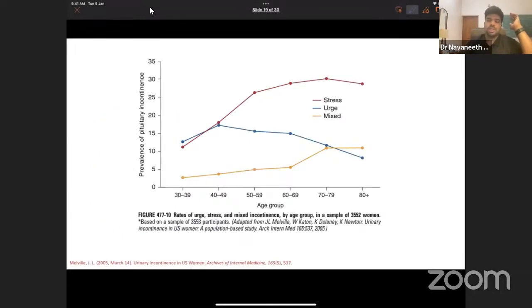So if we look at this Harrison's graph, which talks about the three different types of incontinence, including mixed.